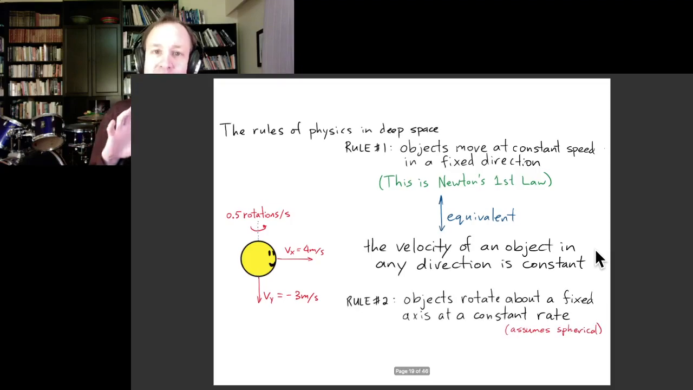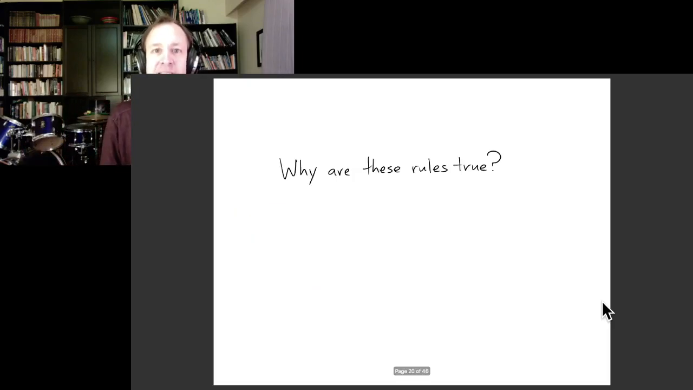And then there was another rule that says that for spherical objects, at least, these objects rotate around a fixed axis at a constant rate. And so today we're going to talk about why these rules are true. We're going to talk about a deeper way of understanding these things. And it comes from a very surprising place. It comes from thinking about symmetry.